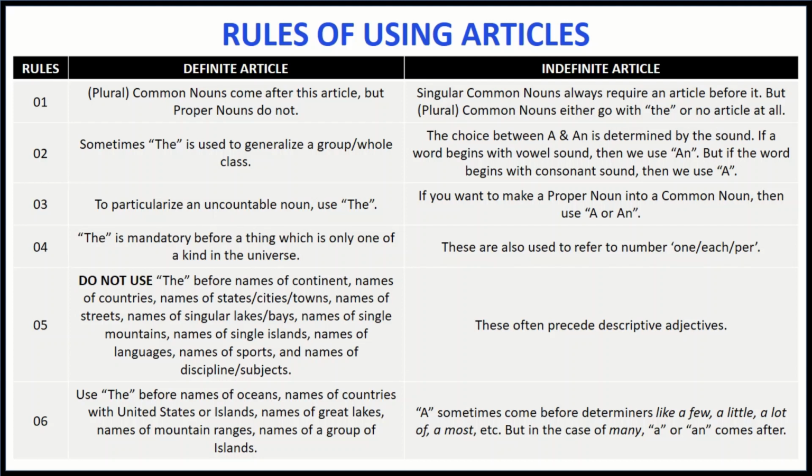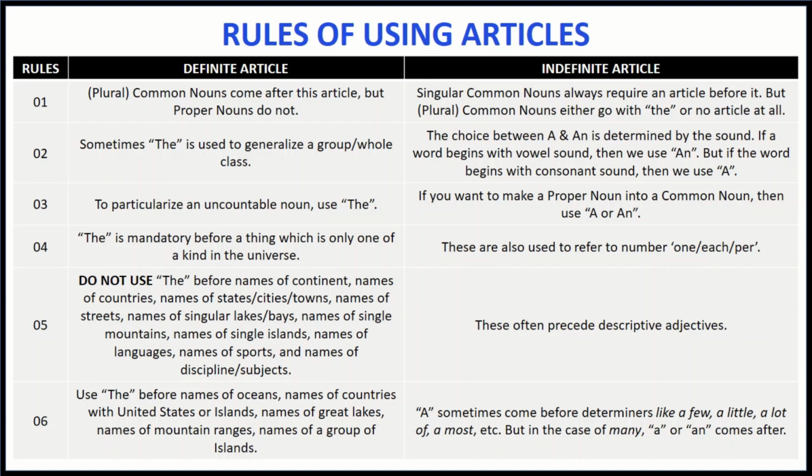Rule number four, the is mandatory before a thing which is only one of a kind in the universe. Well, basically, there are things in the universe which are a kind of monopoly, meaning there is no substitute for that. For example, there is no substitute for the moon, it is in itself. So we can say the moon, the sun, the earth, because it's just one of a kind. However, rule number four of the indefinite article states that indefinite articles are used to refer to number, like one or each or per. It tells you about number.